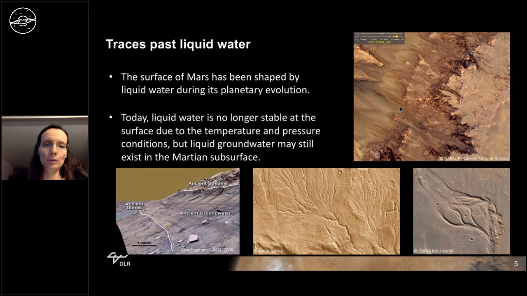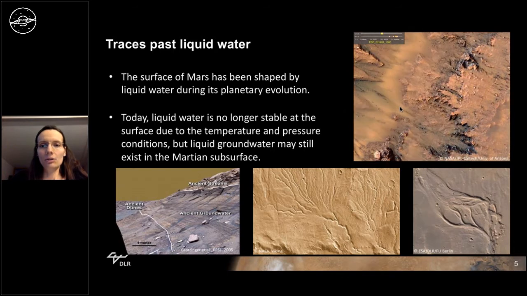Today, liquid water is no longer stable at the surface of the planet, due to the temperature and pressure conditions on Mars. However, liquid groundwater may still exist in the subsurface, and this is what we will look at in the next couple of slides, in order to understand how we can constrain the presence of liquid water in the Martian subsurface.